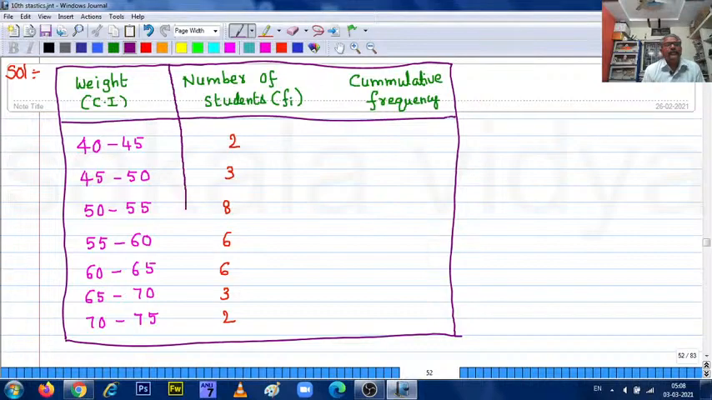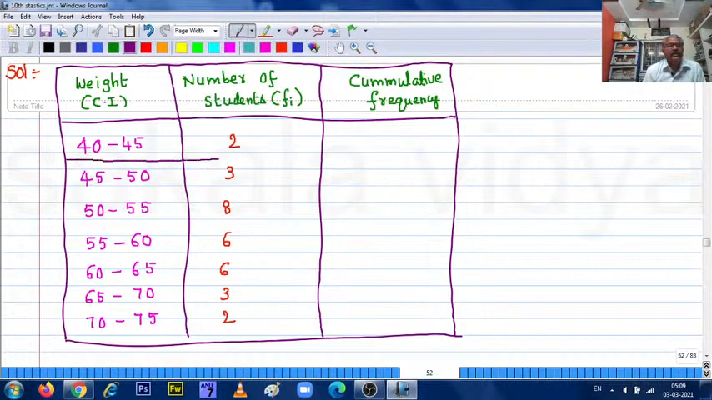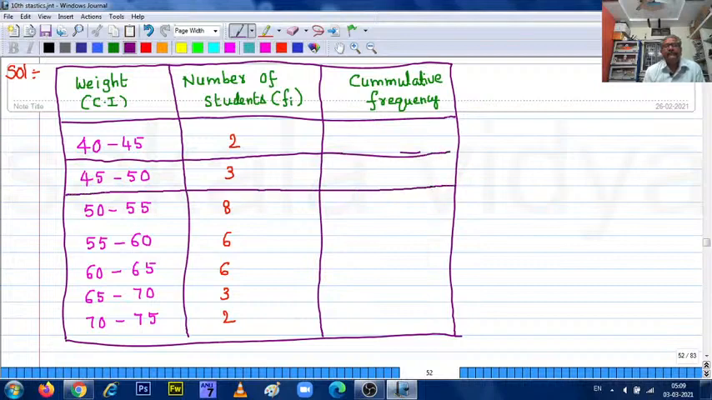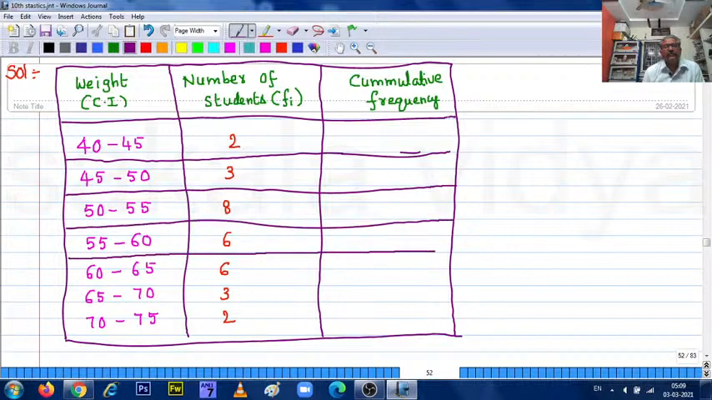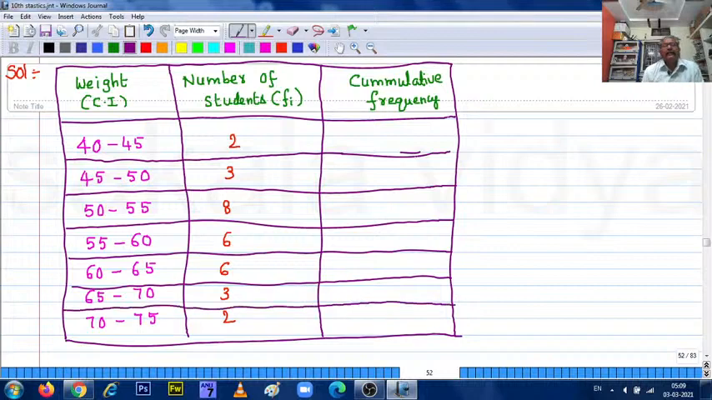For the median you need to prepare three columns. The first column is weight and the second is number of students, which are given in the table itself, but in addition to these two we prepare a new column, the cumulative frequency. This is the first class interval, second, third, fourth, fifth, sixth and seventh.